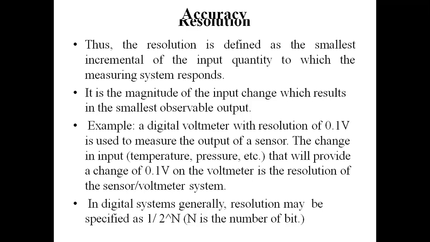Example, consider a digital voltmeter with a resolution of 0.1 volt used to measure the output of a sensor. The change in input, for example temperature, pressure, etc., that will provide a change of 0.1 volt on the voltmeter is the resolution of the sensor or voltmeter system. In digital systems, generally, resolution may be specified as 1 by 2 to the power of n, where n is the number of bits.